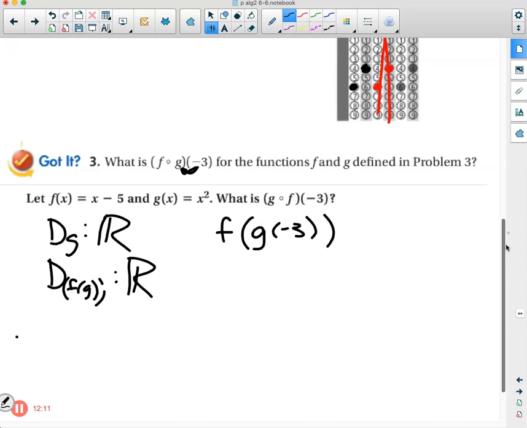Now we can actually do the math because we know it's okay to put -3 into this thing. So which one do I put it into first? g. So this goes here. What's -3 times -3? 9. Am I done? Nope. Now where does it go? Into f. So what is my answer supposed to be?